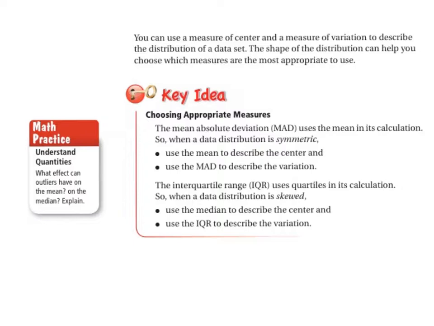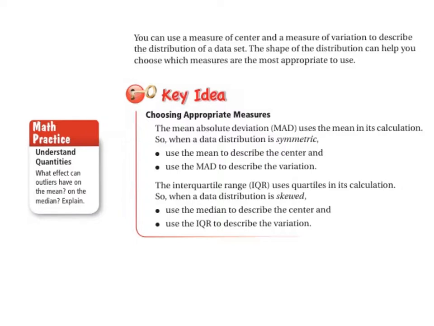Let's start with the key idea, which you need to copy into your interactive student notebook. You can use a measure of center and a measure of variation to describe the distribution of a data set. The shape of the distribution can help you choose which measures are the most appropriate to use. Choosing appropriate measures. The mean absolute deviation uses the mean in its calculation. So when a data distribution is symmetric, use the mean to describe the center and use the MAD to describe the variation.